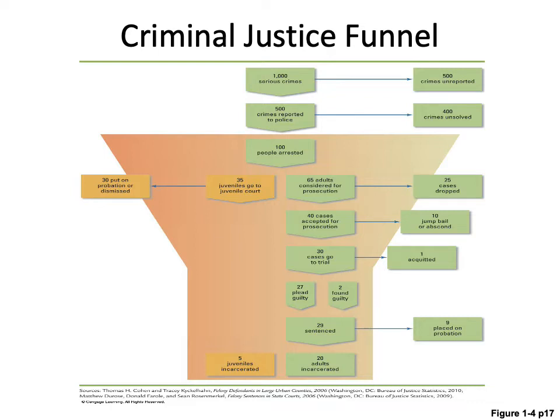Of the 30 that are bound over for trial, 27 of those people plead guilty, 2 are found guilty, and 1 is acquitted. And of the 29 that either plead or are found guilty, 20 are incarcerated and 9 are placed on probation. So again, you can look at this in more detail in your textbook, but it shows a good example of how it starts large at the top, but over time, the process really winnows it down to just a handful of those 1,000 people that actually committed crimes.